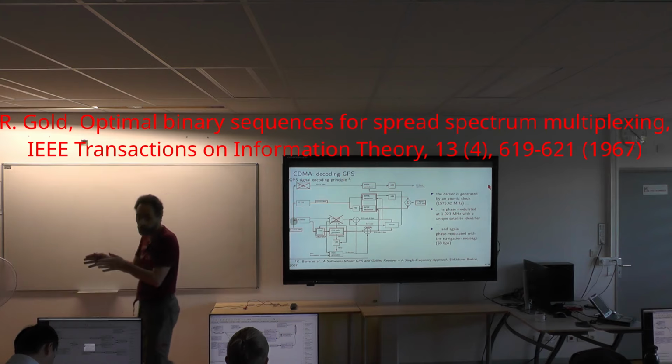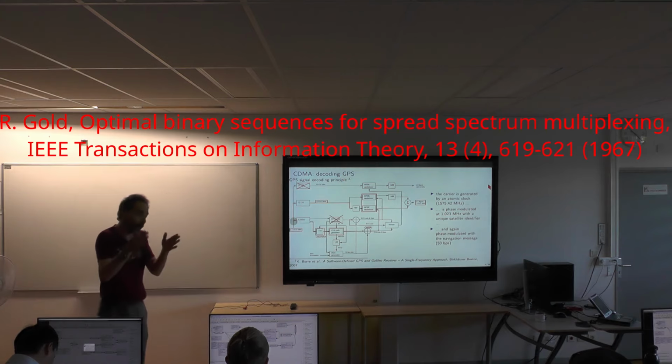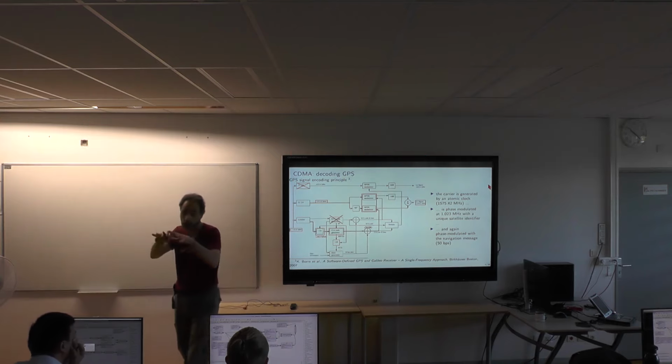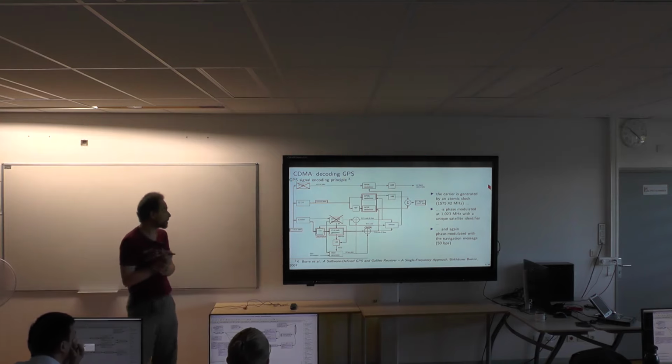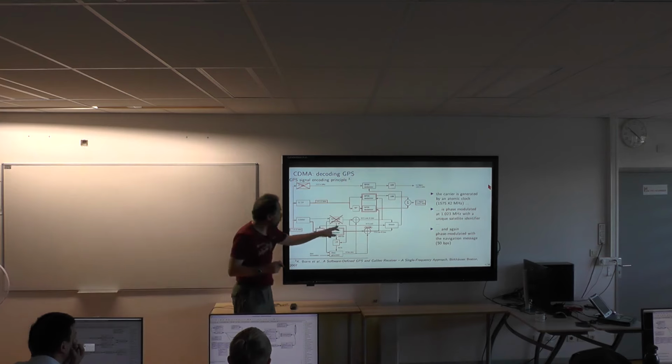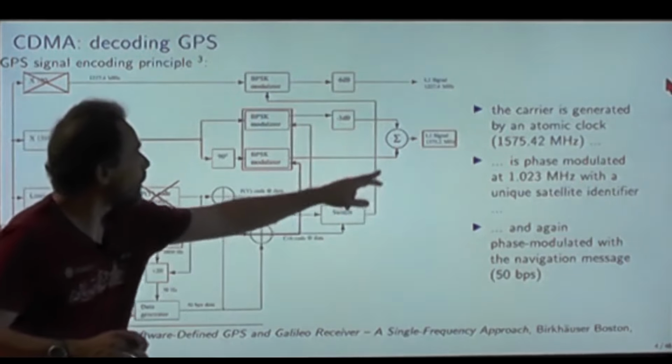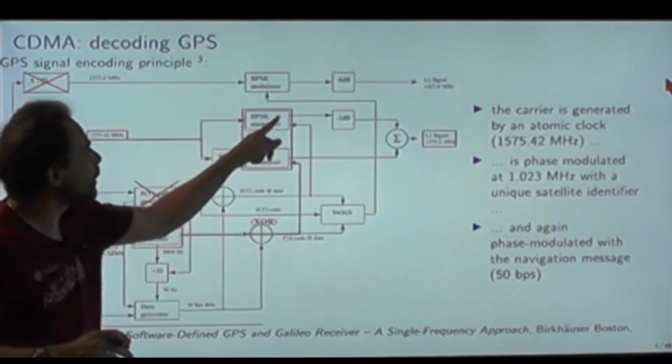We're going to talk about chips when it's the code identifying each satellite. We're going to talk about bits when we talk about the payload, the actual information that is broadcast. And this 1023 kilo chip code is encoding the carrier for a binary phase shift keying modulator.